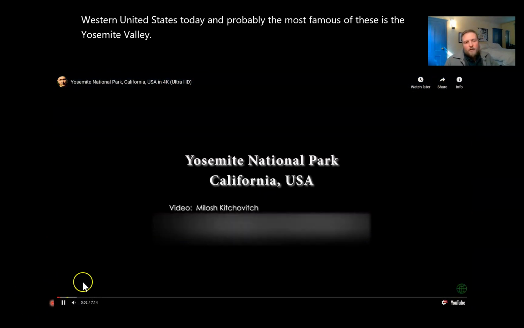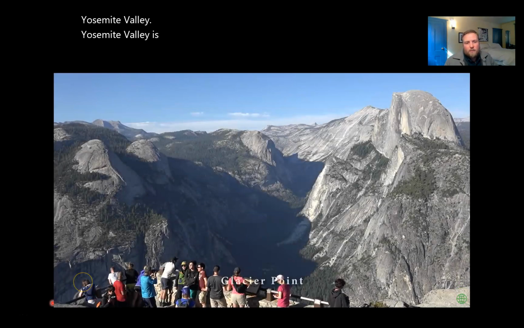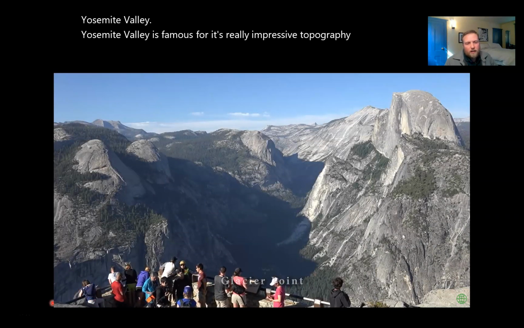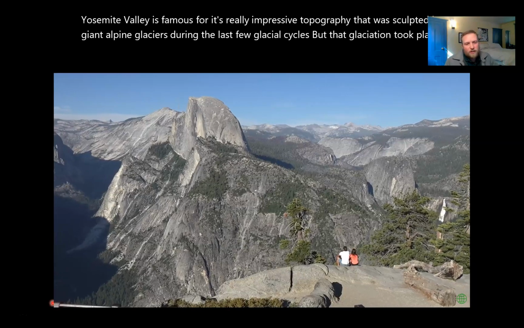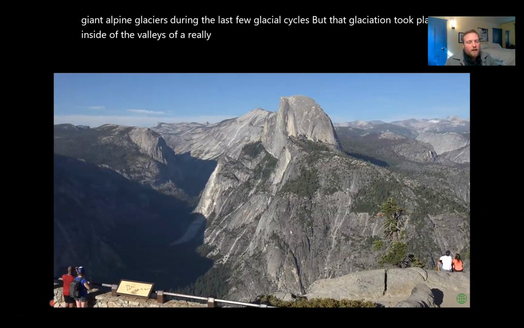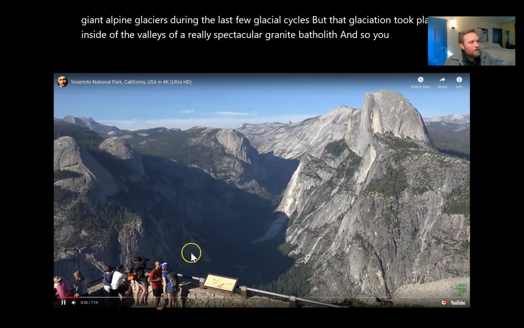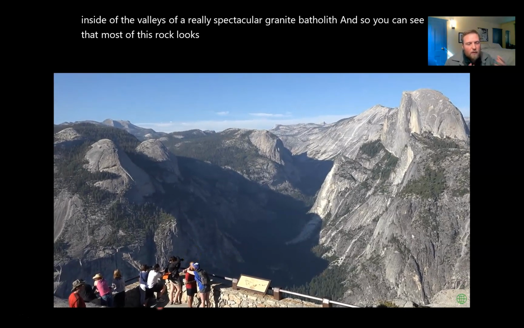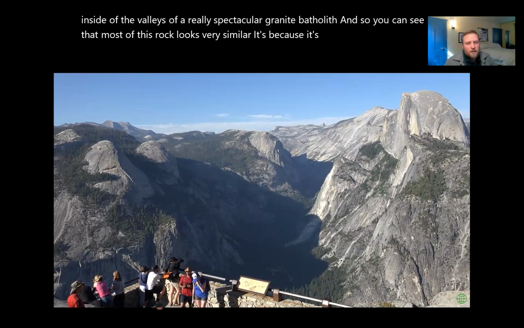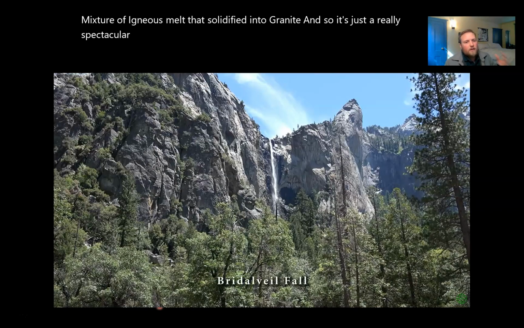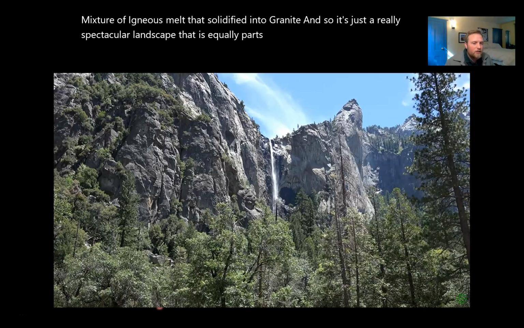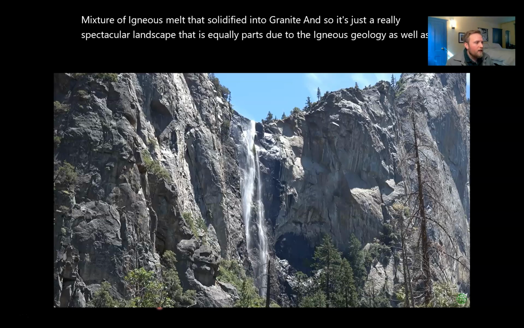So Yosemite Valley is famous for its really impressive topography that was sculpted by giant alpine glaciers during the last few glacial cycles, but that glaciation took place inside of the valleys of a really spectacular granite batholith. You can see that most of this rock looks very similar because it's a homogeneous mixture of igneous melt that's solidified into granite. It's just a really spectacular landscape that is equally parts due to the igneous geology as well as the glacial history of the area.